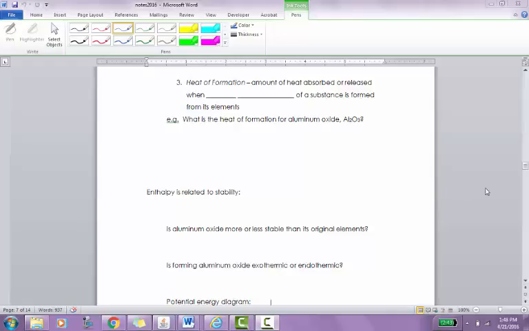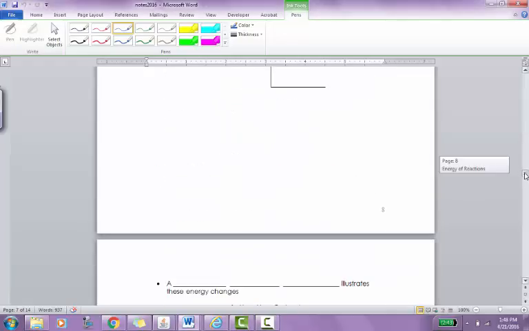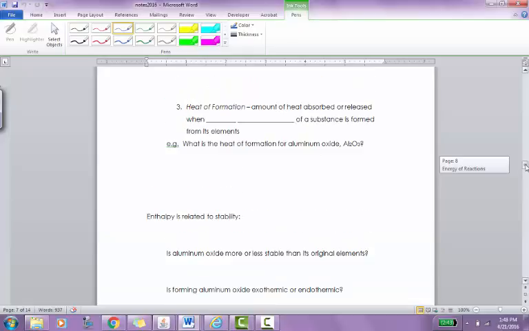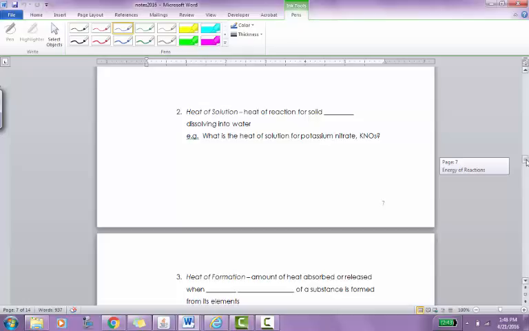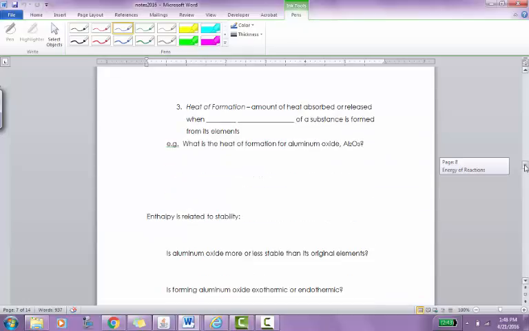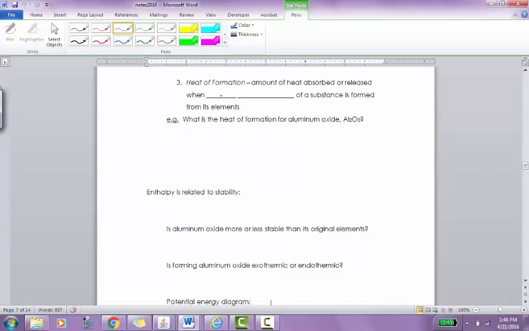This is at the top of the page. I'm not sure if this is page 8 in your notes. Take a look. This comes right after the heat of solution that I defined for you yesterday. So follow along. The heat of formation is the last type of enthalpy change, and this occurs when 1 mole of a substance is formed from its elements.